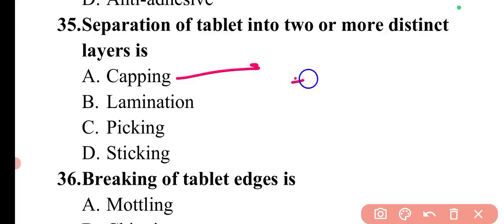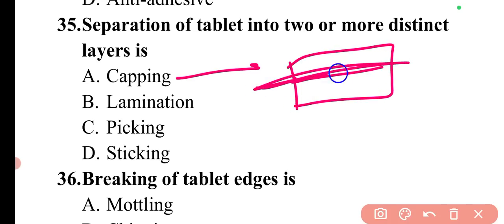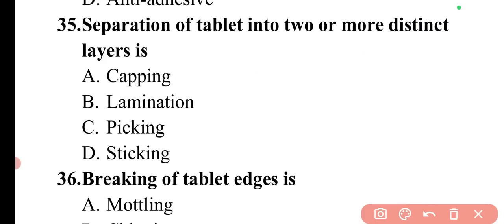Means simply it is breaking into two parts, and the upper and lower body will be separating horizontally. Like this is the tablet, so it will be breaking from here, and both the parts are being separated. Then talking about picking. So picking is a type of defect in which the material becomes stuck on the faces of the compression tooling.